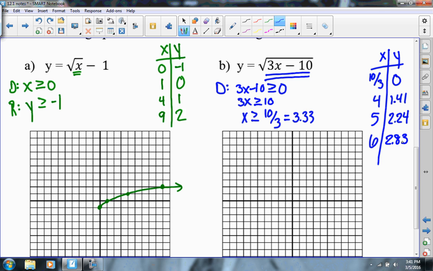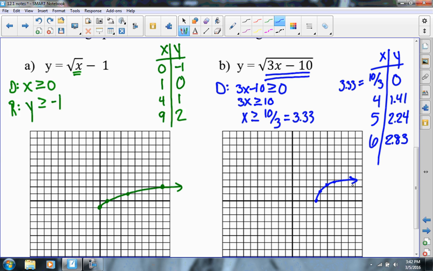So then when I plot these points, remember that this 10 thirds is like 3.33, so it's 3 and a third. So I'm going to go to 1, 2, 3 and a third, a little bit more, and then up 0. So right about there is where I'm starting. Then I'm going to go to 4 and 1.4, so almost 1.5. And then 5, 2.24, so just kind of estimate a little bit more than 2. And then 6, 2.83, that's almost to the top. So this curve starts to get really big really fast. It's a lot taller than the one we did before.